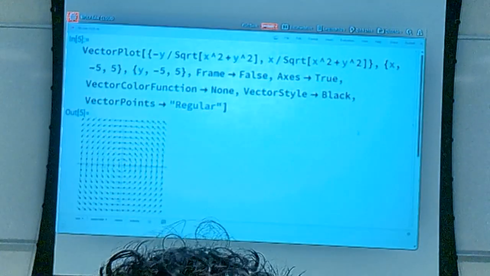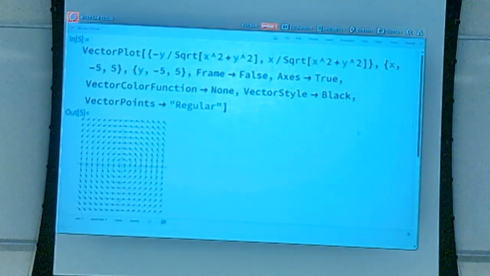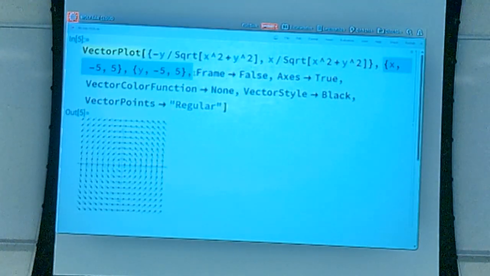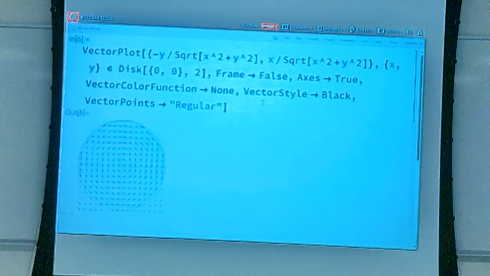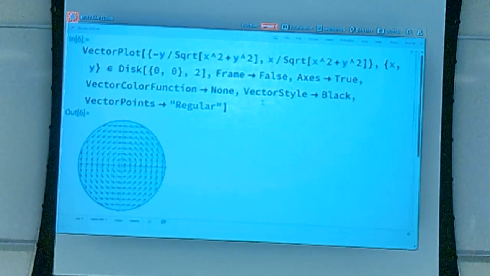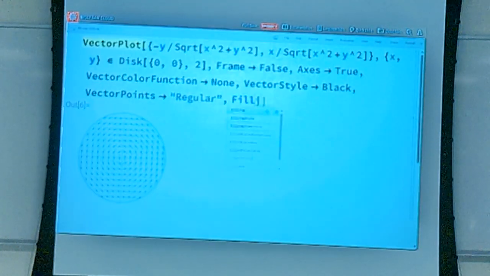But they wanted it on a circle, didn't they? They wanted it on the disk of radius 2, x squared plus y squared equals 4. So let's do this instead. Instead of setting x and y like we normally do, I'm going to set this. We can say that the ordered pair x, y is in the disk centered at the origin of radius 2.